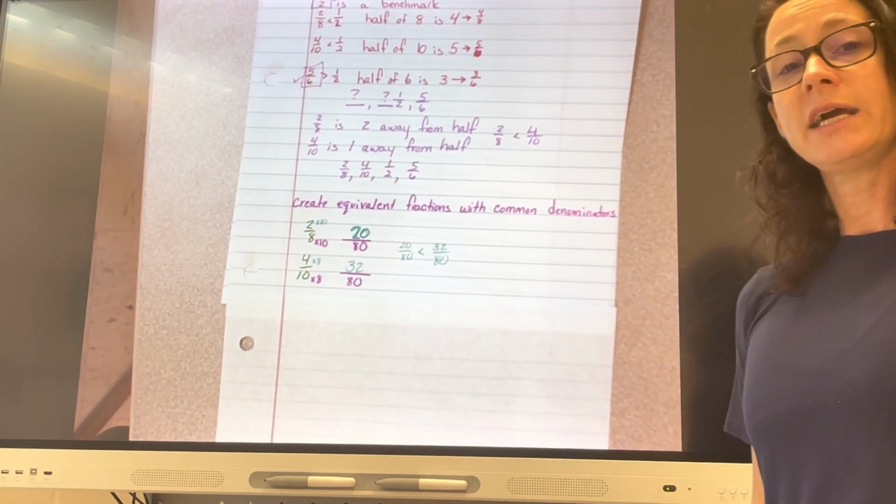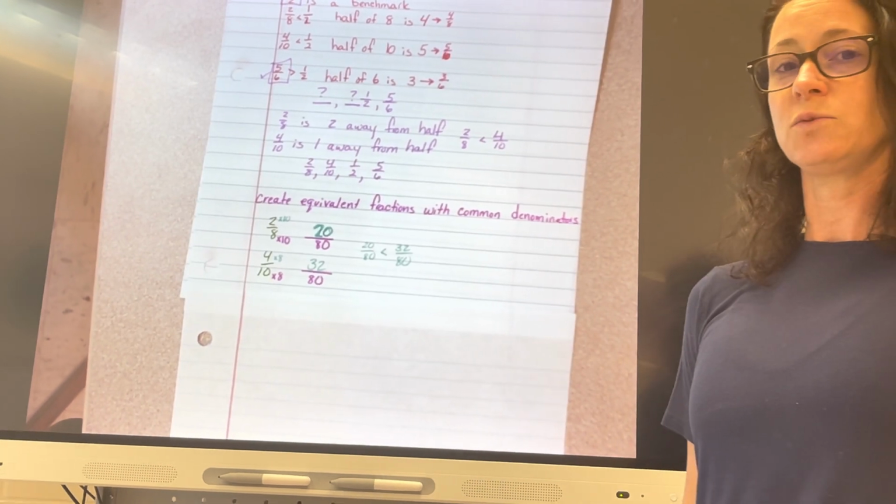So that is a way to compare and order fractions. We'll do more practice in class.